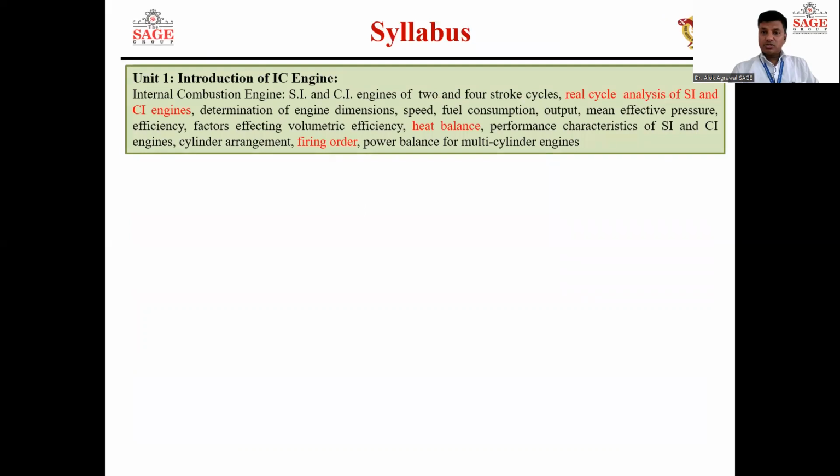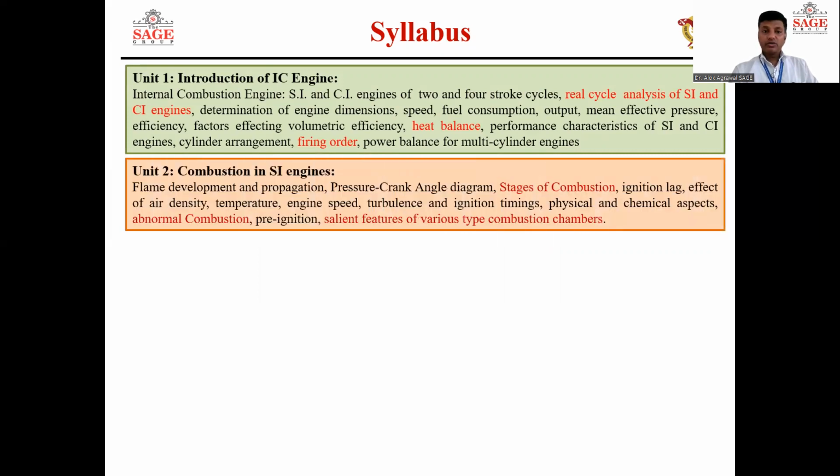Again, this subject consists of 5 units. Unit 1 is all about introduction to IC engine, internal combustion engine. We will see the various types of internal combustion engine. We will see the ideal cycle analysis and the real cycle analysis of internal combustion engine. We will also study various properties and parameters of internal combustion engine. We will study heat balance sheet, performance characteristics of SI and CI engine. We will know a very important topic, that is firing order. We will study firing order for multiple cylinder engine.